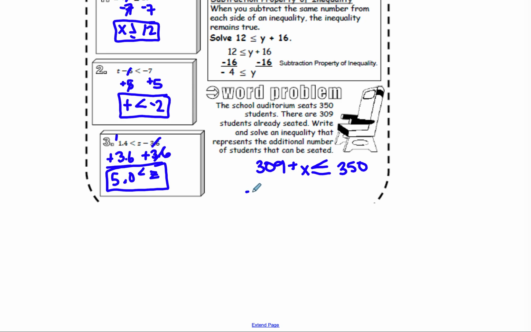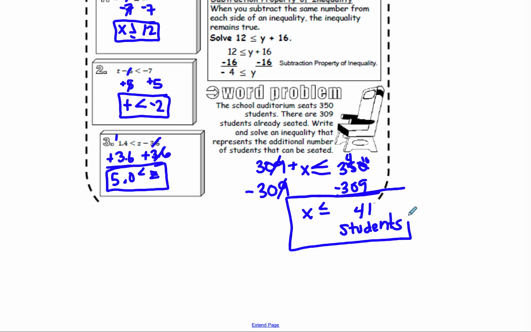Now we're going to go ahead and get rid of the 309, and we're going to do that by subtracting. This is positive, so we are subtracting 309 from both sides. The x stays the same. The less than or equal to stays the same. We're ready to subtract. We do need to borrow from the 5. It's going to be a 4. This is going to be a 10. 10 minus 9 is 1. 4 minus 0 is 4. 3 minus 3 is 0. So x is less than or equal to 41. And then story problems need a label. So our label here is going to be students. X is less than or equal to 41 students.